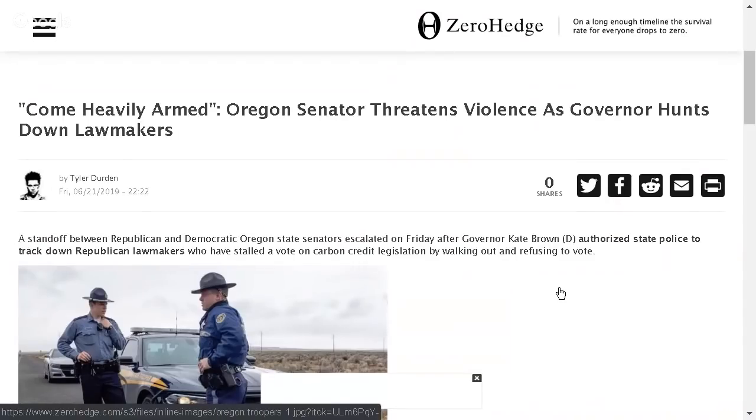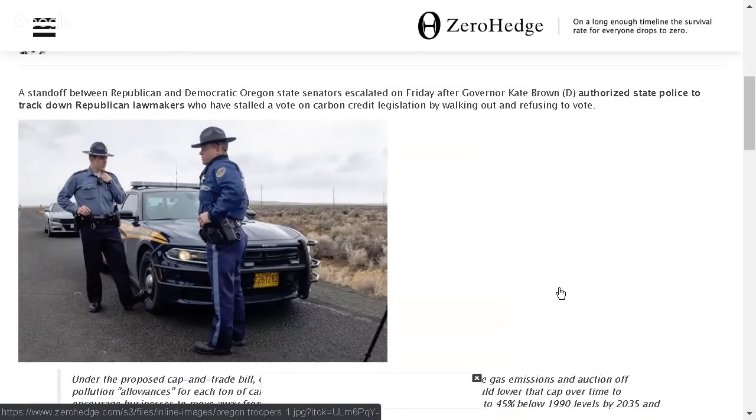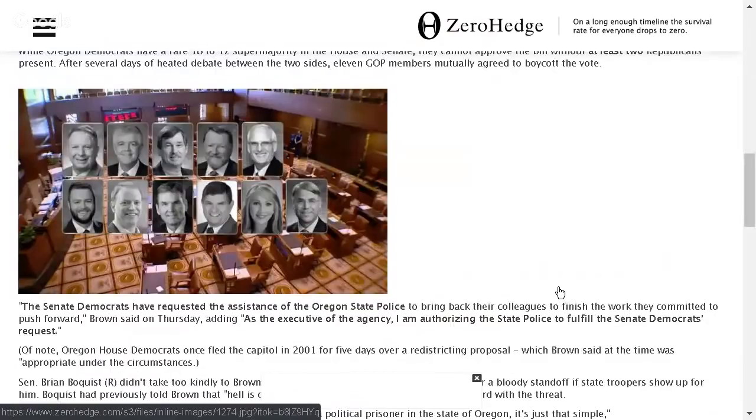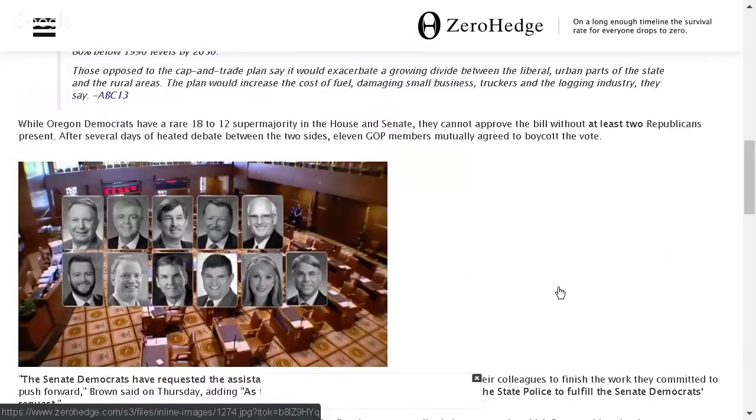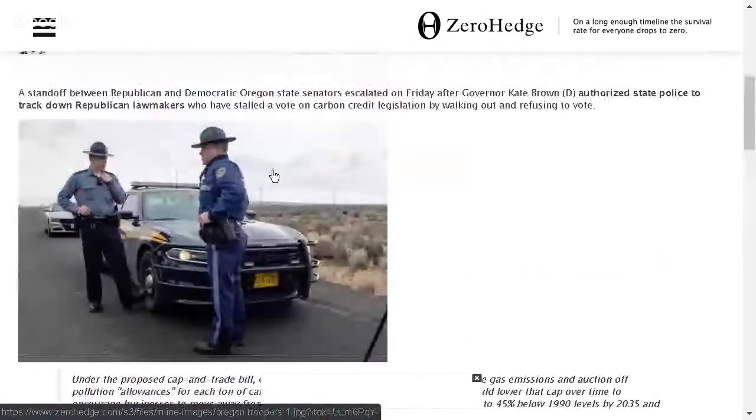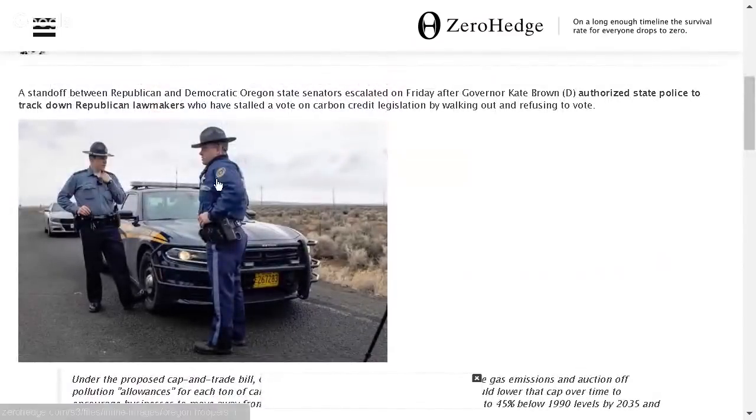We've got some good news here. As the police try to track down Oregon lawmakers who've left the Senate and refused to vote, these patriots right here are refusing to vote on a carbon cap and trade system in Oregon. Good luck finding them, Officer. You're not going to find them.